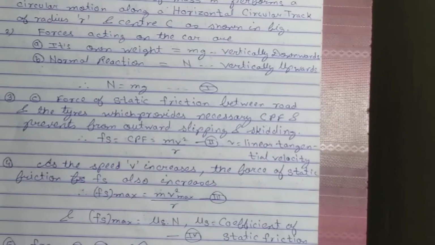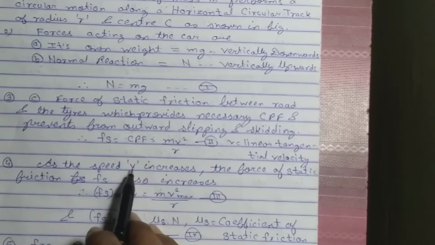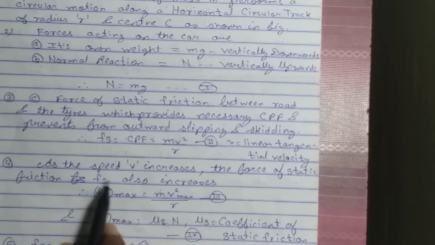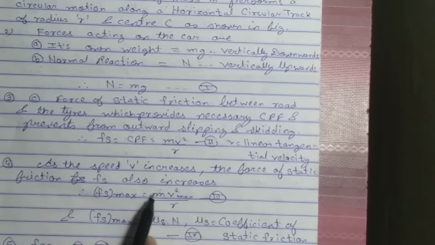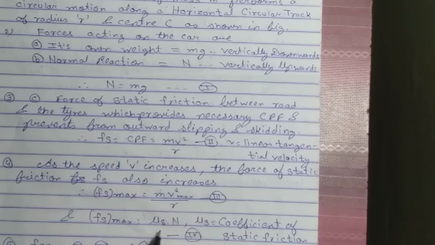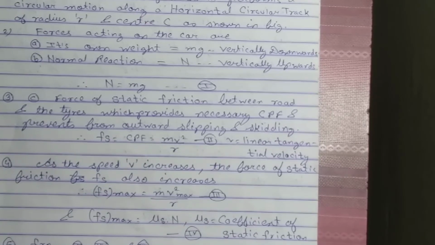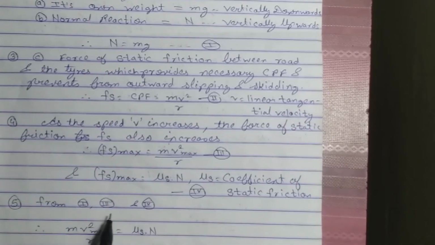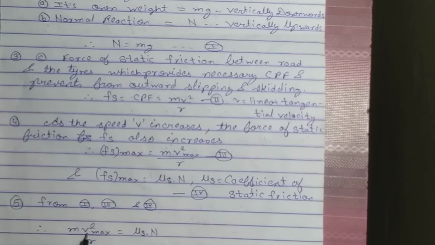If I increase the velocity of the car, then v will go to its maximum value. Then the frictional force will also be maximum, given by m v square max upon small r. But as I told you, when the frictional force is maximum, another formula for the frictional force is the coefficient of friction multiplied by the normal reaction. If I equate from 1, 3 and 4, we observe that m v square max upon r equals mu s N, and here N equals mg. I am going to replace N by mg.